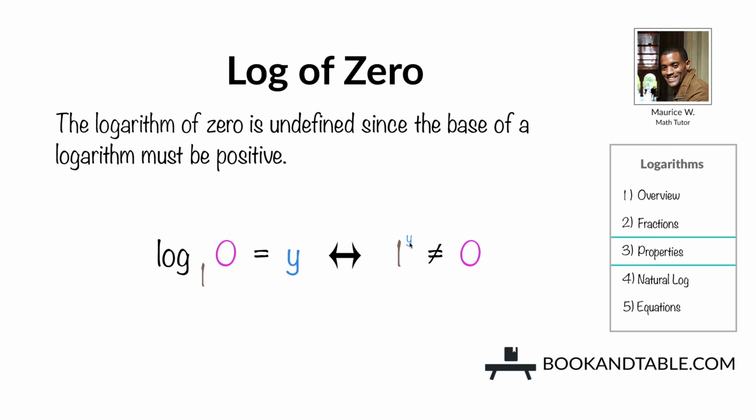If y were negative, this would turn to a fraction. If the base were positive 2, same thing. 2 raised to a power of y cannot be equal to 0. So keep this in mind. If you are finding the logarithm of 0, there's no base that will allow you to find a value for this.